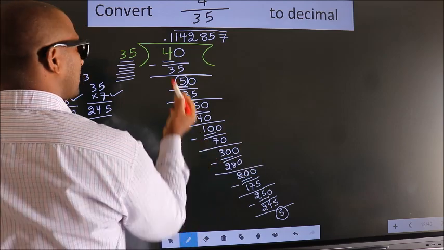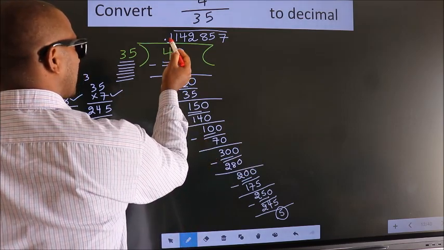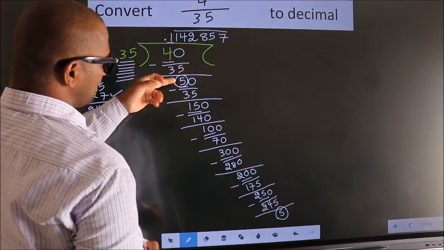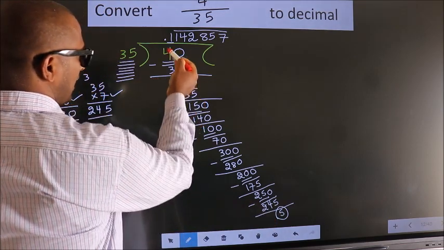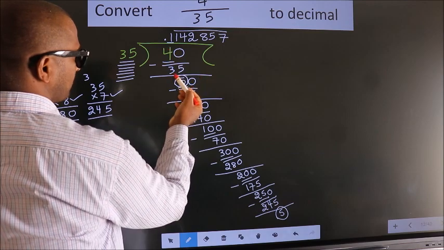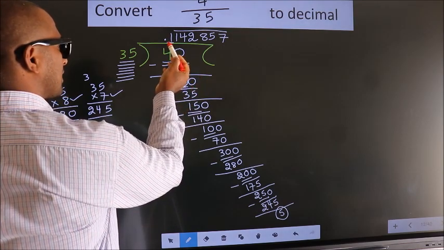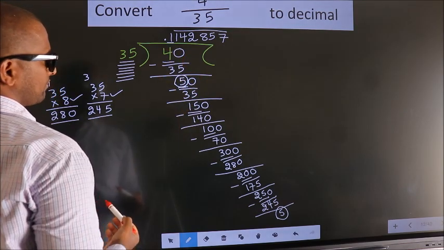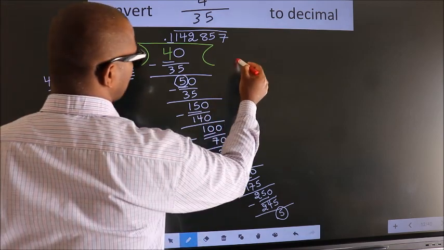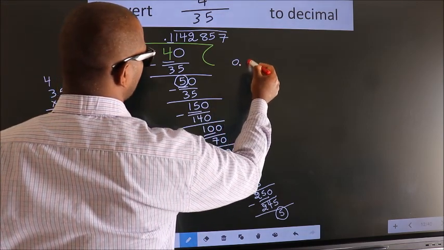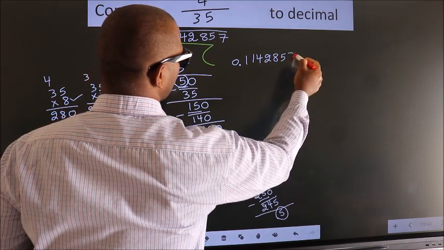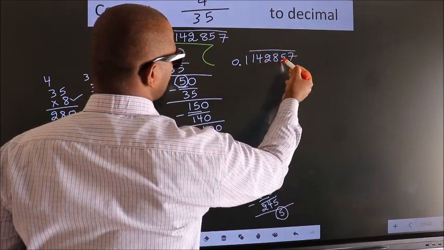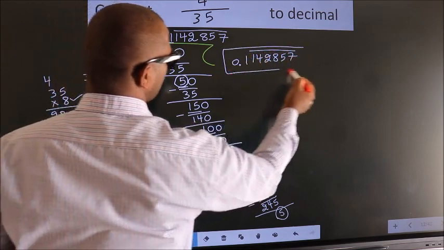Remember here, we do not get bar on this starting number, because this number we got again. This number we got after doing one step. So do not place bar on this starting number. Therefore, our answer is 0.1142857. Bar on these numbers. This is our answer.